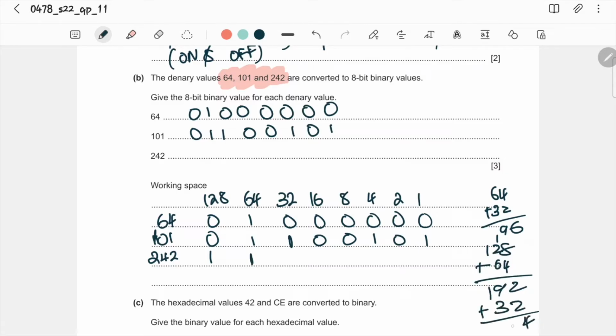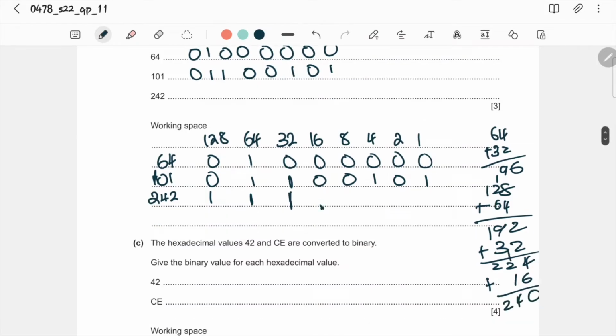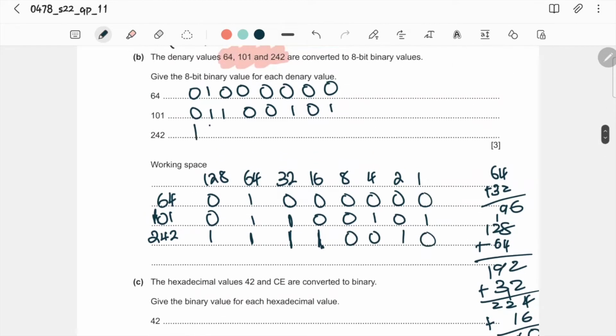So 224. So we'll also need this. How much do we have left? Plus 16, let's see, 240. We will also need this. And then these are just like that. So it's as simple as that. So 1, 1, 1, 1, 0, 0, 1, 0.